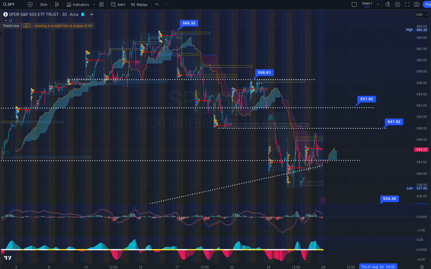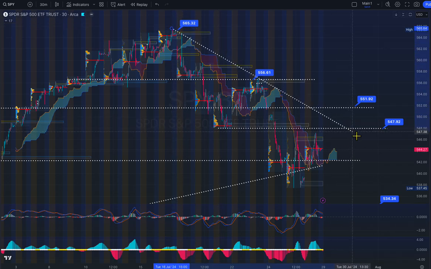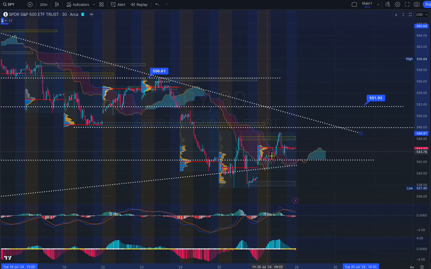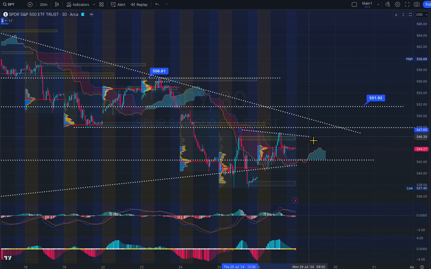Okay, so resistance is right here. Boom. Right, sloping resistance. Look at that. So we came back, bounced, rejection, tried to go up, and rejection. All right, what do I see, folks? Here is a hidden bearish divergence. Look at this. This point to this point is pretty much lower.